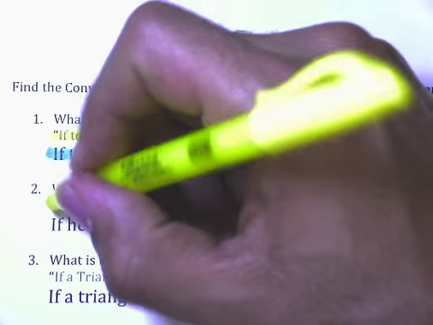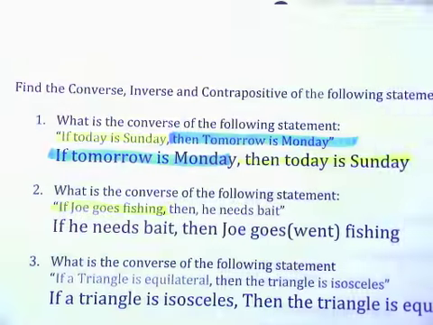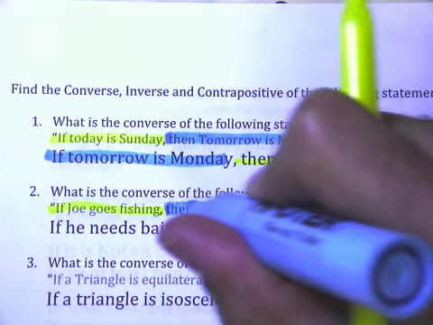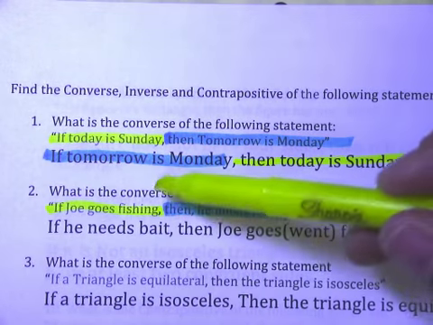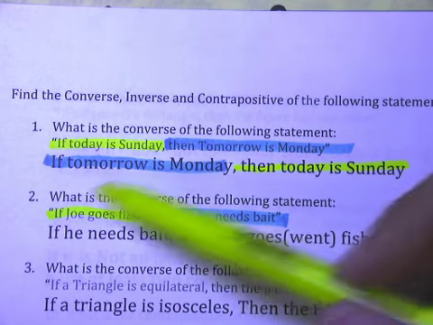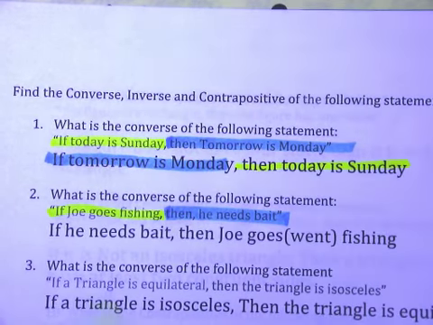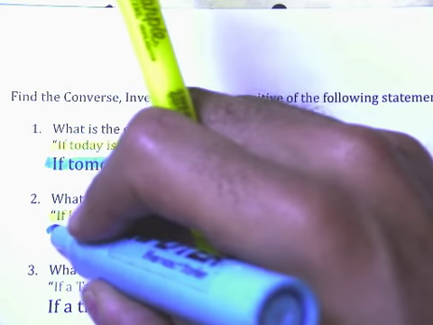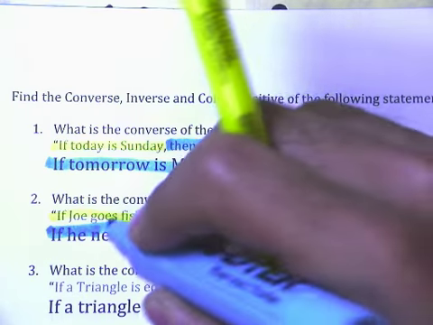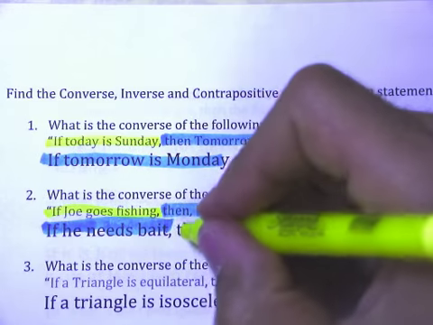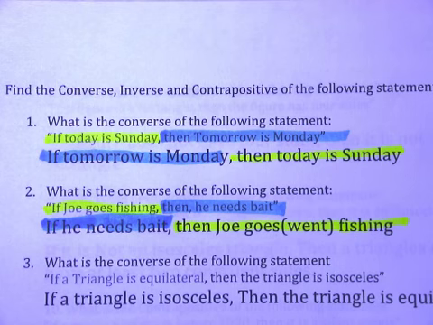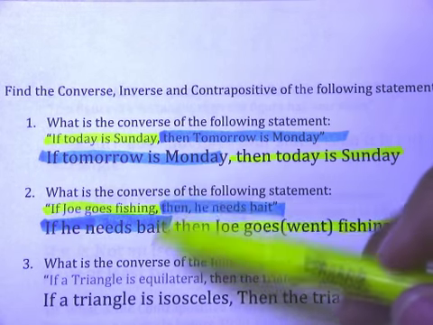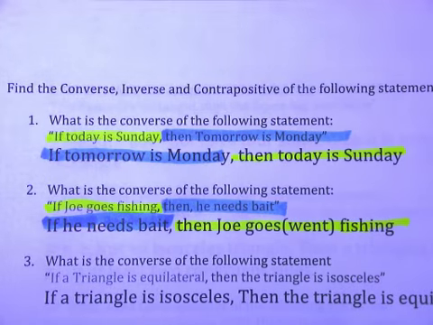Number two, they want the converse of this statement. Hypothesis, if Joe goes fishing, then he needs bait. This is the P and this is the Q. Again, they're asking for the converse. So with the converse, we just switch the hypothesis and the conclusion. So it's if he needs bait, then Joe goes fishing, or Joe went fishing. All we did was switch them. This is my P to Q, so the converse is just Q to P.